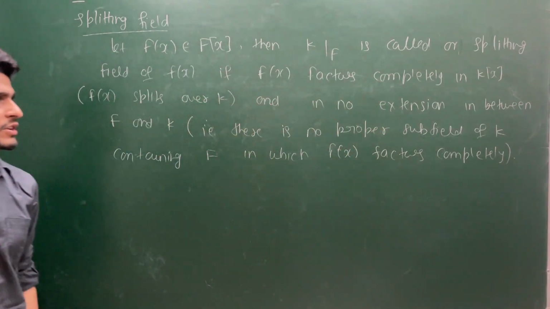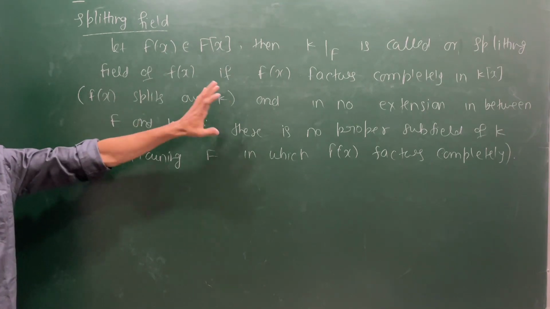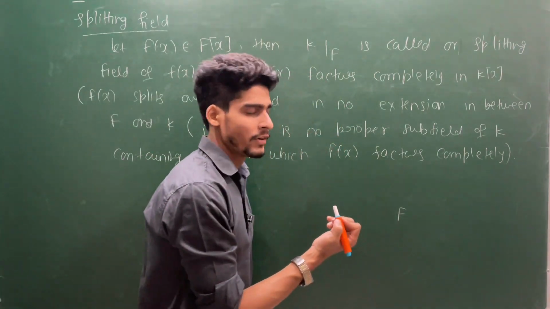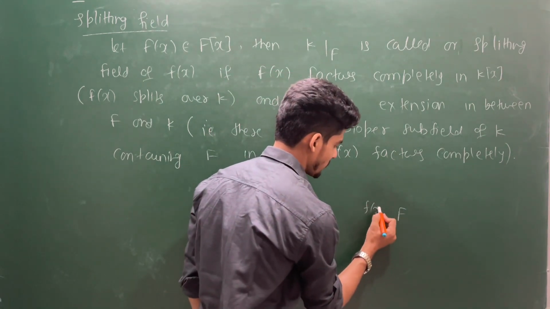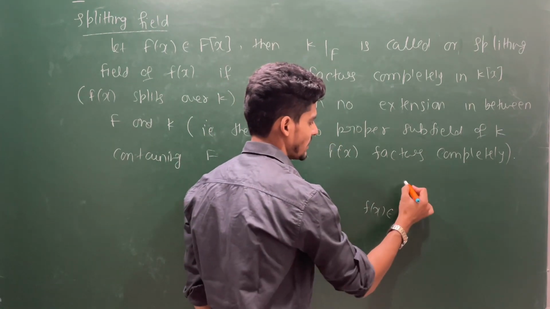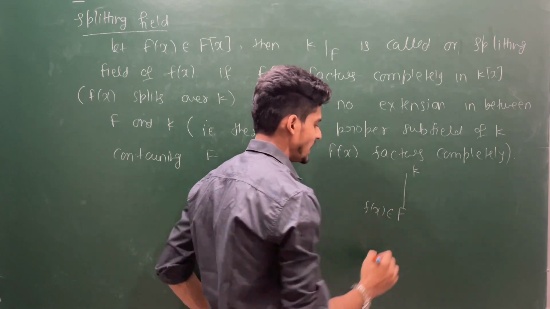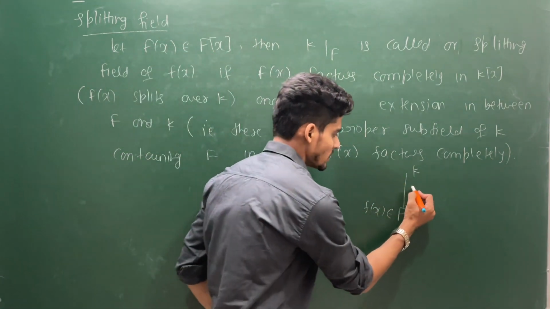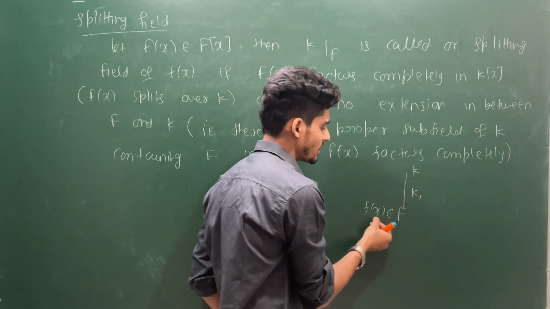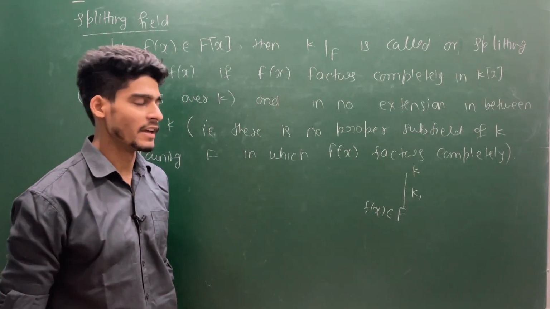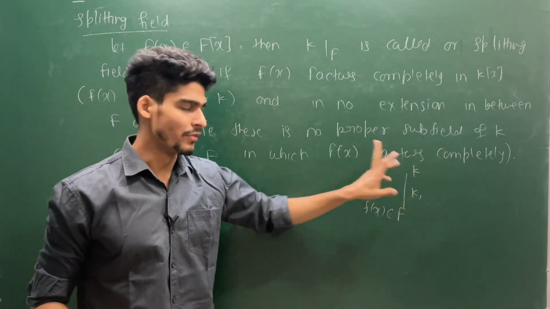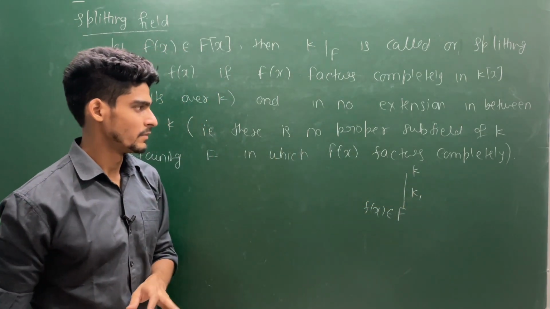So this is the definition for a splitting field. The meaning is very clear. That means if you have a field F and you are having a polynomial, say f(x), there should be an extension K in which this f(x) factors completely, and there should be no subfield in between, say K1, in which this f(x) factors completely, with K1 a proper subfield of K.